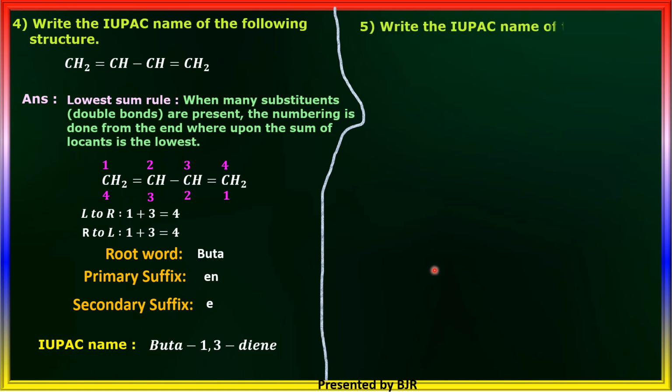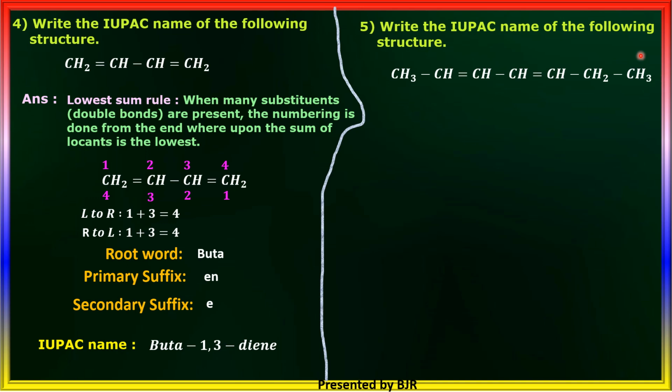Let us see one more example here. Write the IUPAC name of the following structure. This one is a structure and we are going to name it. This is the given structure. Let us give the numbering from both sides: 1, 2, 3, 4, 5, 6, 7. Right to left, 1, 2, 3, 4, 5, 6, 7. Let us check which one is the correct way of giving the numbering, because we have to follow the lowest sum rule.